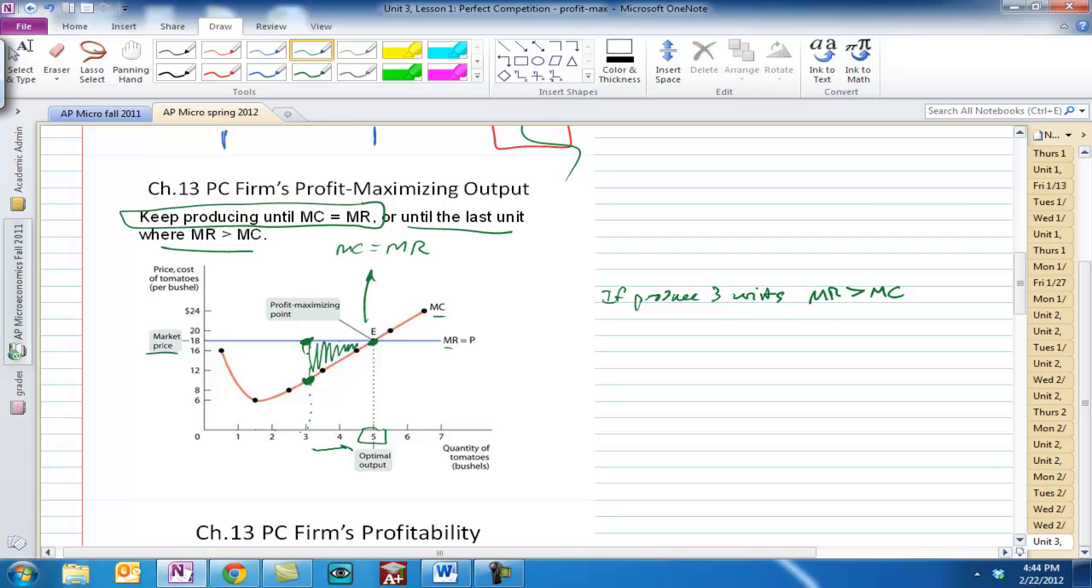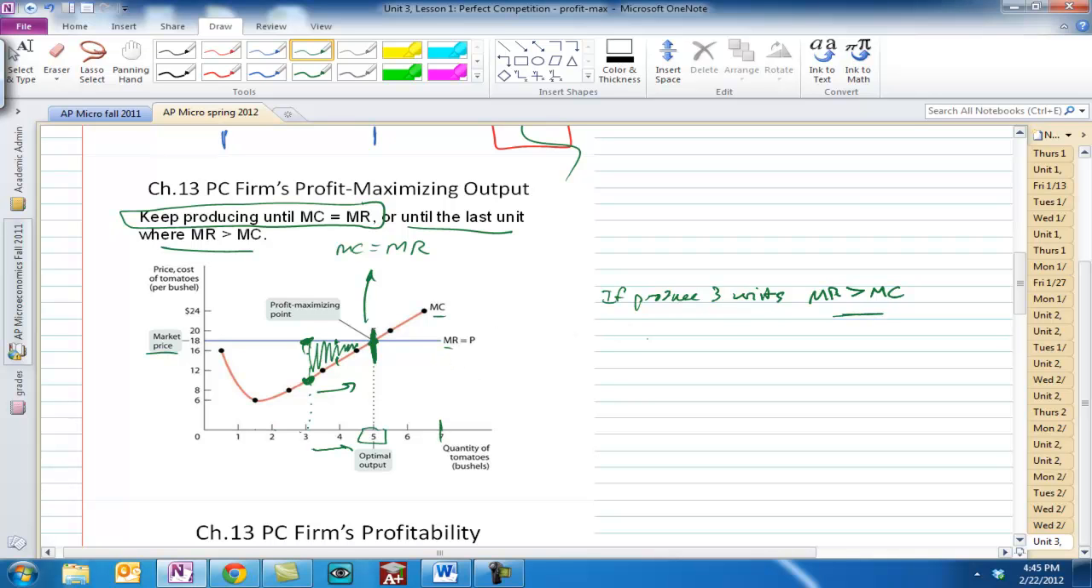If they produce a 4th unit of output, they would still have revenue greater than the cost. They should go ahead and keep producing until those marginal revenue and marginal cost curves intersect. Again, if they're producing less than the profit maximizing level of output, then marginal revenue is going to be greater than marginal cost, and they should keep producing until those become equal.